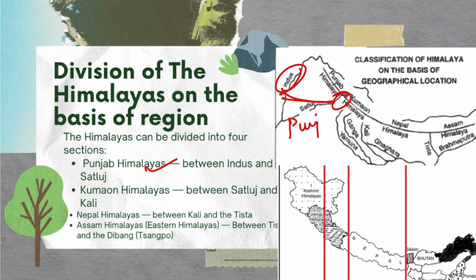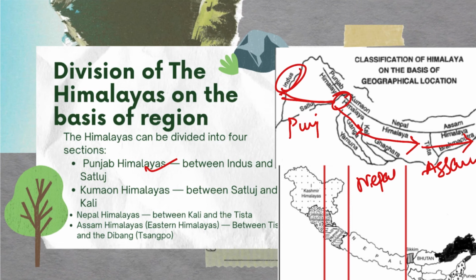The next will be Satluj to Kali. This one will be Kumayu Himalaya. And from Kali to Tista, the third one, is Nepal Himalaya. The fourth one is from Tista to Dihang. This is called Assam Himalaya. So there are four types of division of the Himalaya on the basis of rivers.